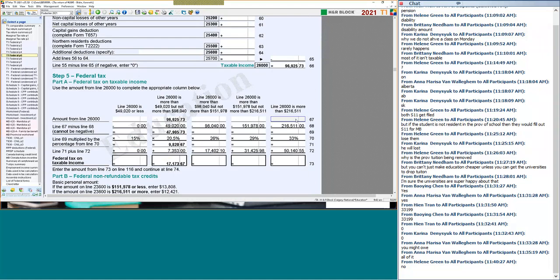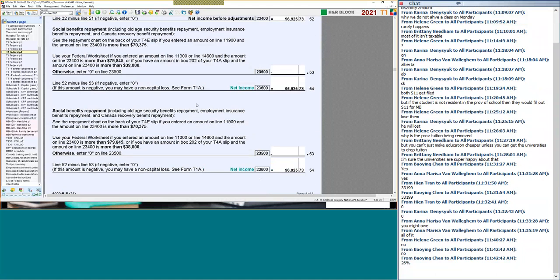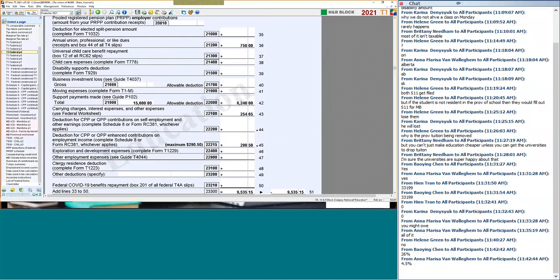So if his income would have been over $98,040, right? His total income was over $98,040. How valuable is that deduction for him? $26. So definitely worth it. In fact, with these deductions, it takes his income from the third tax bracket and brings him down to the second. So that's excellent for him.